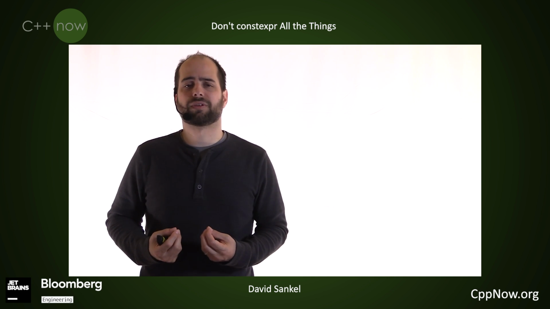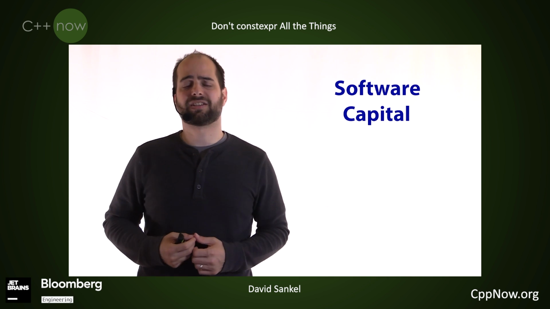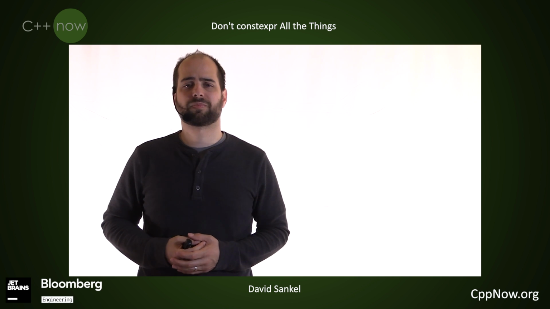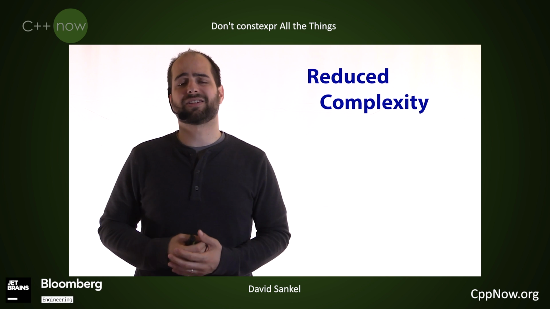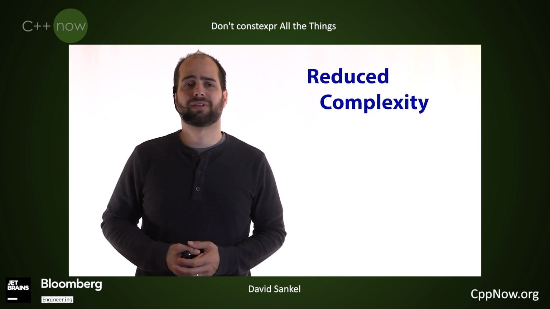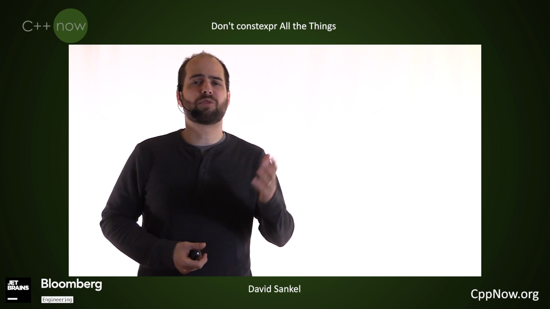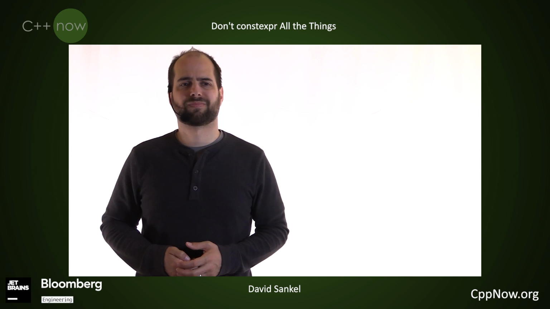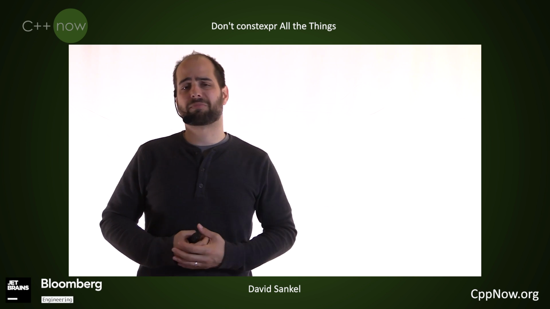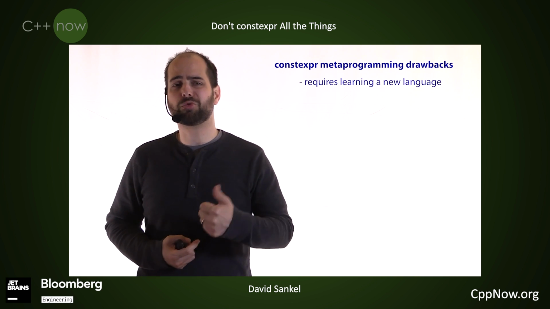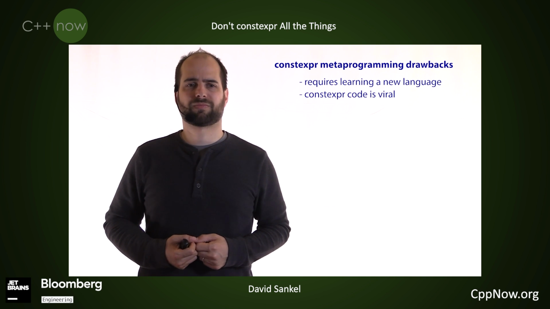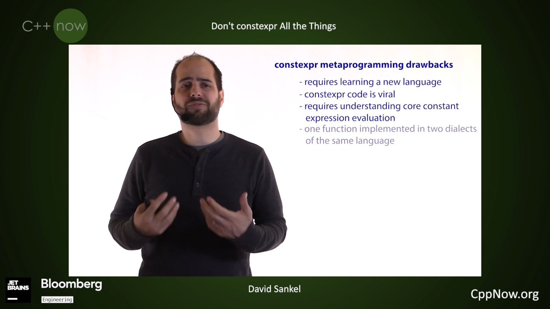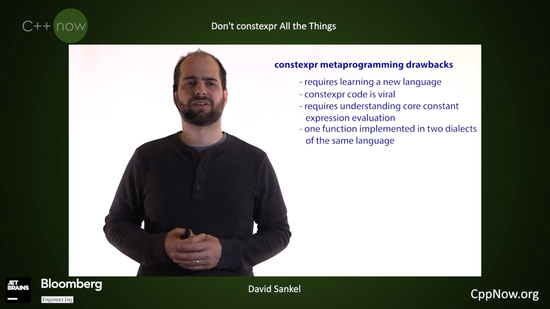Think about the massive software capital that is instantly available at compile time with Circle. You can use it right away. And finally, think about the reduced complexity of all this. This is something that anybody can pick up. Compare that to the constexpr approach and all those rules that we talked about, and how anybody who's going to be programming in this way is going to have to be aware of all these rules. And let's look back at the constexpr metaprogramming drawbacks. Requires learning a new language. Constexpr code is viral. Requires understanding core constant expression evaluation, and that's too hard. And you have one function implemented with two dialects of the same language. It's error prone.